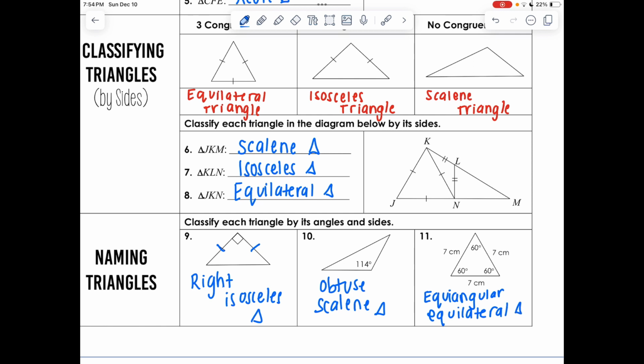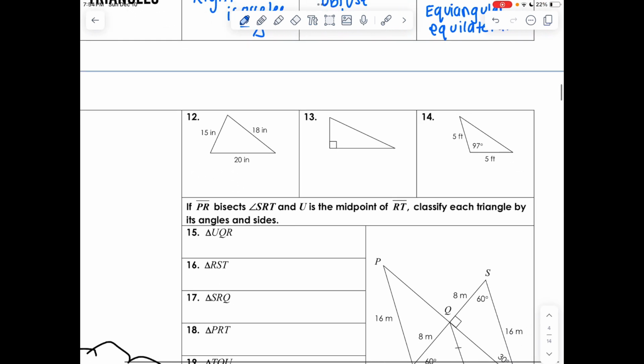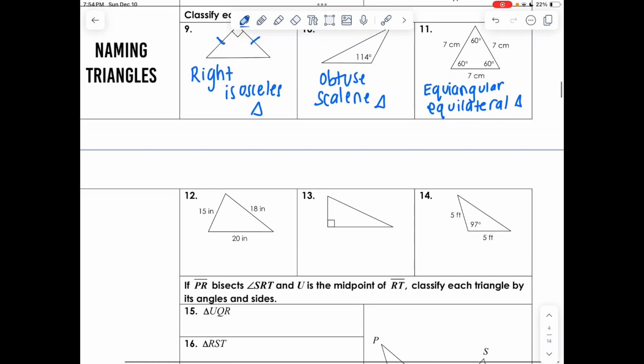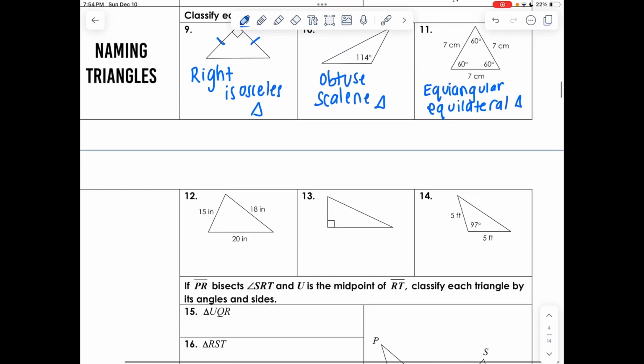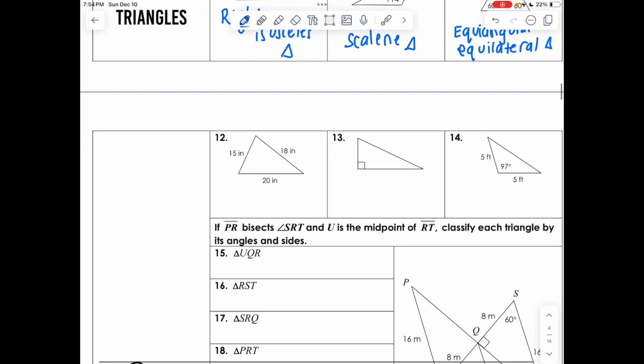Okay, so we're halfway done with the notes. Now, on the second page, I'm pretty sure you guys get this, but on this one, this doesn't have any congruent angles here, but all angles look like they are less than 90, so acute.